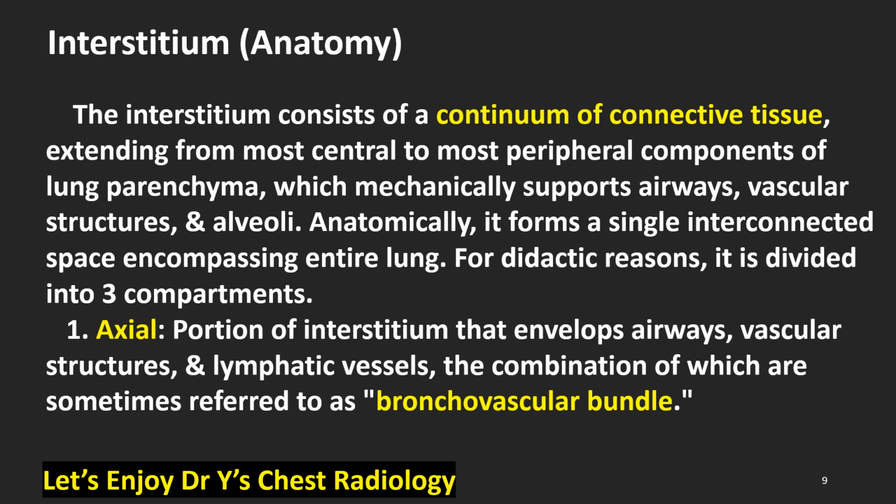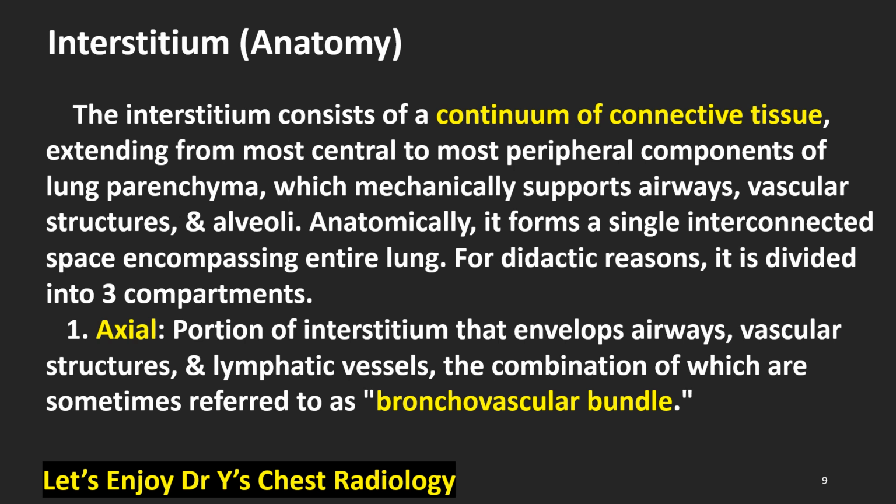Interstitium, anatomy. The interstitium consists of a continuum of connective tissue extending from the most central to the most peripheral components of the lung parenchyma, which mechanically supports the airways, vascular structures, and alveoli. Anatomically, it forms a single interconnected space encompassing the entire lung. For didactic reasons, it is divided into 3 compartments. 1. Axial: portion of the interstitium that envelops airways, vascular structures, and lymphatic vessels, the combination of which is sometimes referred to as the bronchovascular bundle.